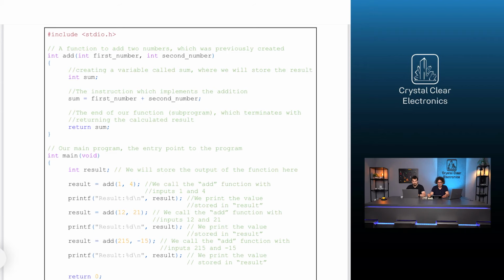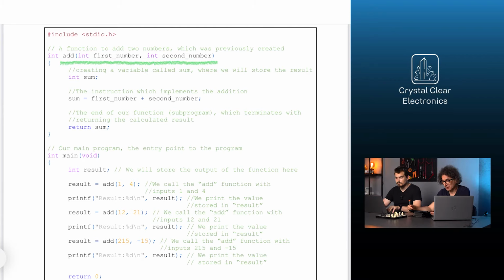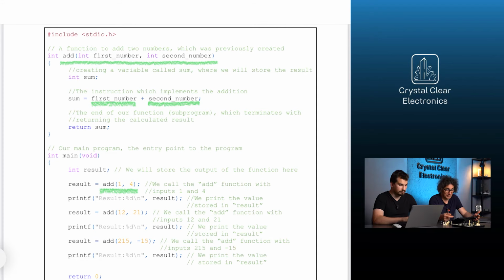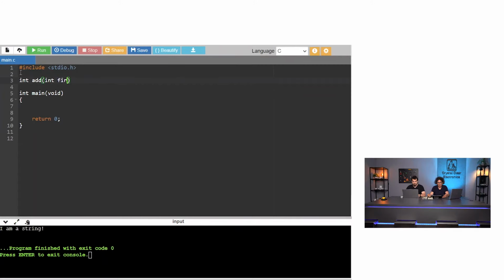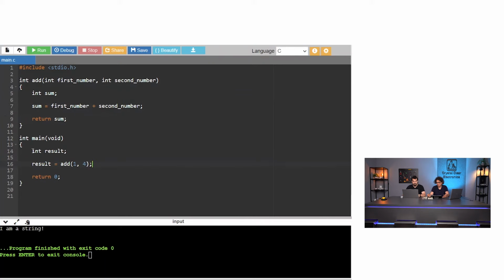When we look at the main program, we can see that our function receives two integers that correspond to the list of parameters. For example, in case of add 1, 4, the first number will be replaced by 1, while the second number will be replaced by 4. In each case, the result will be stored in a variable called result. It can be seen that we can call the function as many times as we want. We just need to refer to it and give it the right parameters. The output of the program can be seen on the screen.